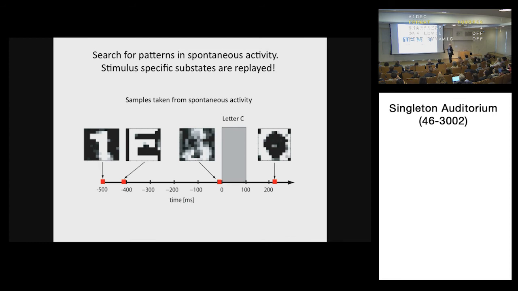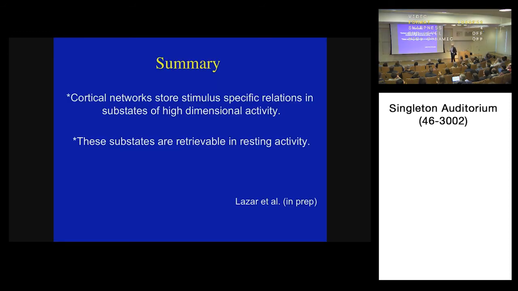Sometimes it played something that we could not understand, and we tested every now and then whether the decoders really did what we expected them to do. If we showed the letter C, the decoder showed something that resembled the letter C. So this suggests that stimulus-specific relations are somehow stored in the substates of this high-dimensional activity. They are represented there, and they can be retrieved. They can be retrieved in resting activity.